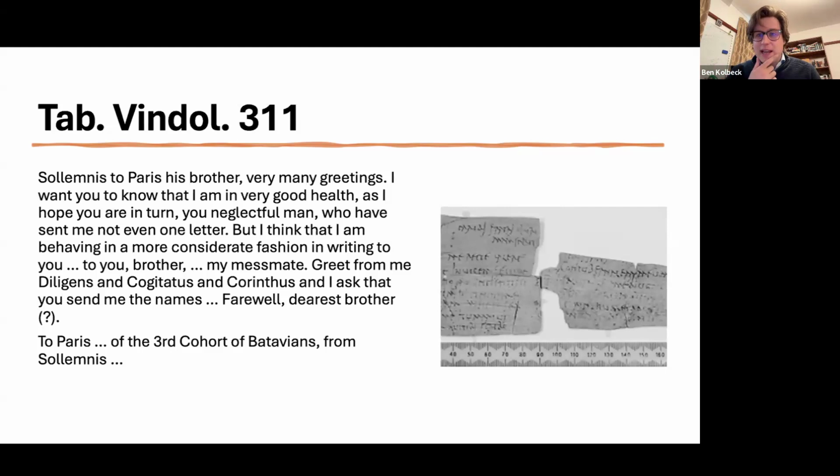Interesting here just to note the names. All of these soldiers, like I said, they were non-Romans. They will have been given a Greco-Roman name on joining up. So all the names we see here, Solemnis, Paris, Diligens, Cogitatus, they will not have had those names when they were in their tribes before they joined up. They will have had some kind of local names. And it's interesting to see the sort of names that they get.